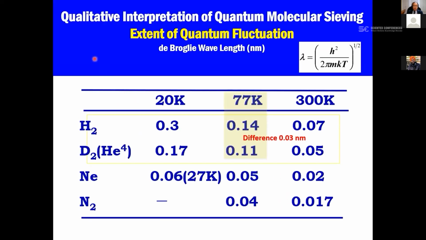At first, I want to explain very qualitatively the quantum molecular sieving effect for hydrogen and deuterium. According to Wiebe Nick, the quantum fluctuation can be evaluated by the de Broglie wavelength. The de Broglie wavelengths of hydrogen and deuterium at 77 Kelvin are 0.14 and 0.11. The difference is very tiny, 0.003 nanometer, but for adsorption in 1 nanometer or 0.7 nanometer scale pores, this difference is very important.